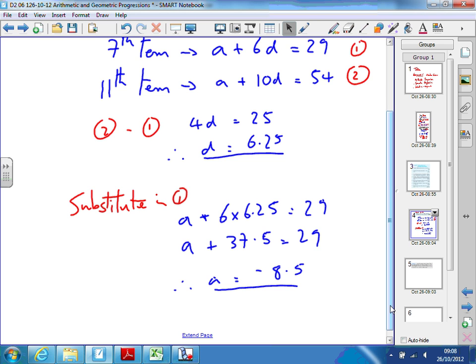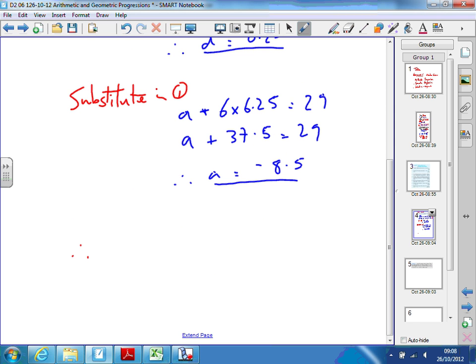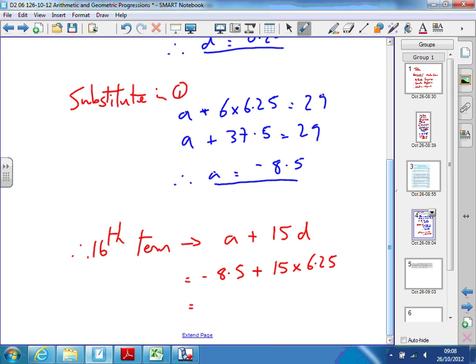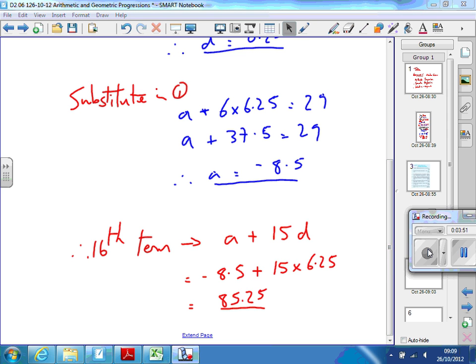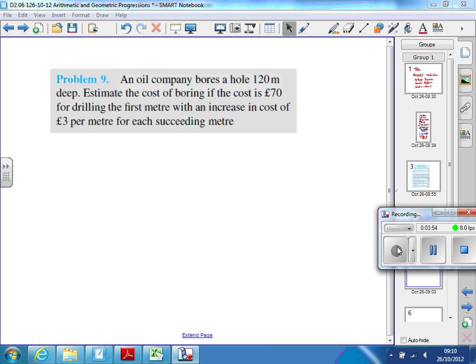Therefore, the 16th term is going to be A plus 15D, because n minus 1 is 15. We know A and D now, so it equals minus 8.5 plus 15 times 6.25. And hopefully that will be the answer in the text. Why not? Which gives us 85.25.